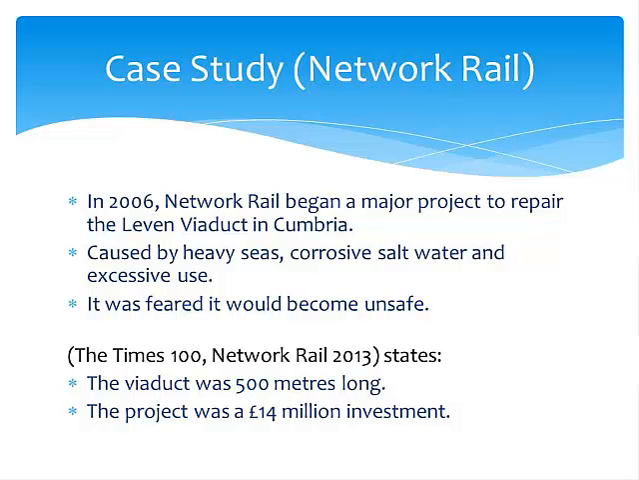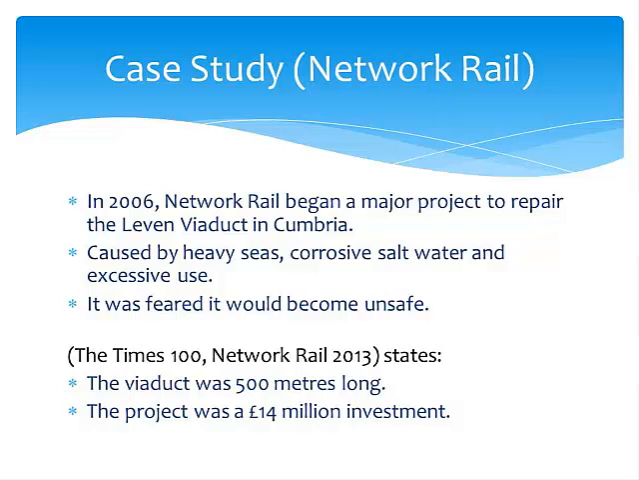Now we move on to a real-life example of a critical path network diagram being used by an organisation. The case study that we will be discussing regards the railway network company Network Rail. In 2006, Network Rail began a major project to repair the Leven Viaduct in Cumbria. This repair work was required because of the heavy seas and corrosive saltwater in the area, but also the excessive use of the Leven Viaduct. Therefore, it was feared by Network Rail that this would become unsafe to use.